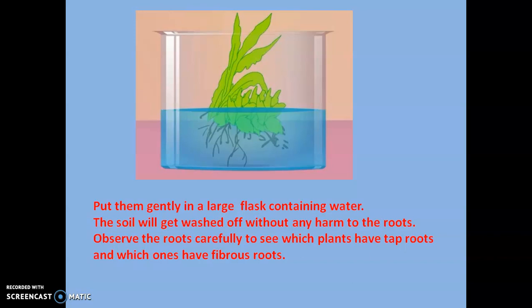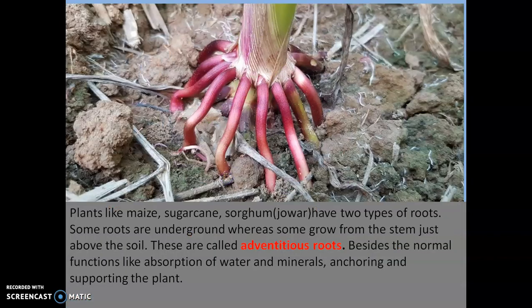Now we are going to observe the roots, so we are not going to break the root. Then how do we remove the soil? We can just place the particular plants gently in the flask so that the soil is washed away. Observe the root carefully to see which plants have taproots and which have fibrous roots. Some of these plants will have taproots and some will have fibrous root. Plants like maize, sugarcane or jawar have two types of roots. Some roots are underground, whereas some grow from the stem just above the soil.